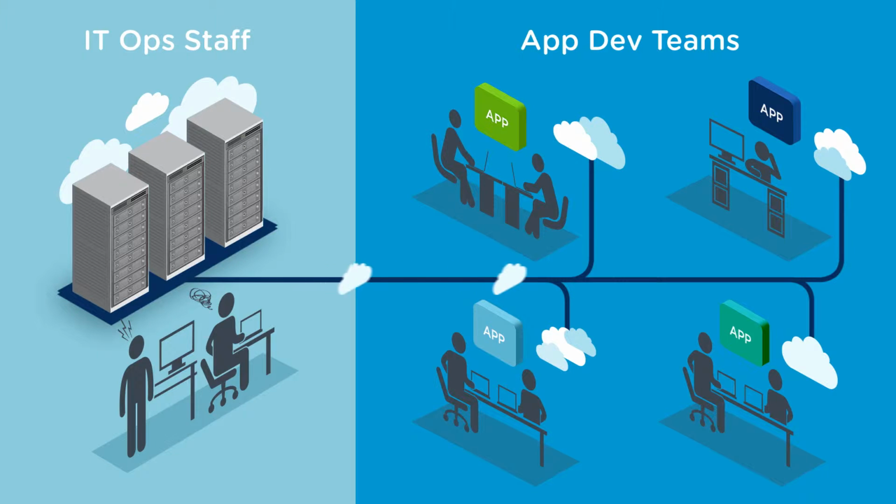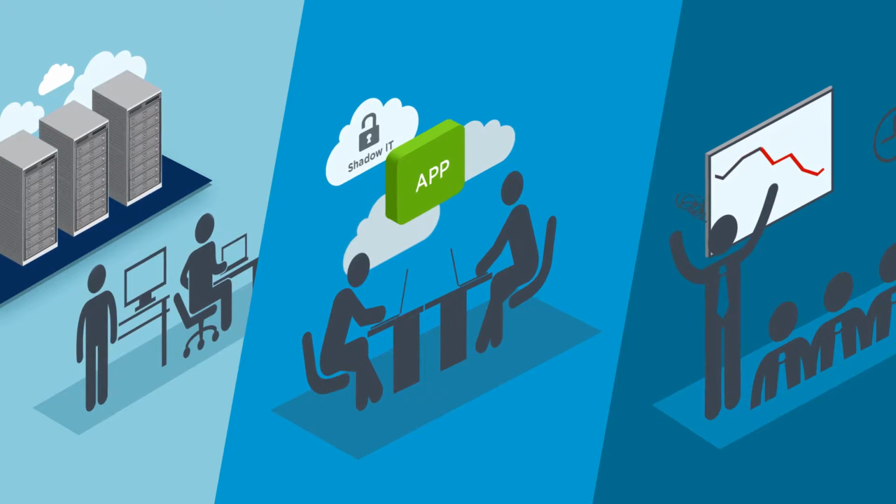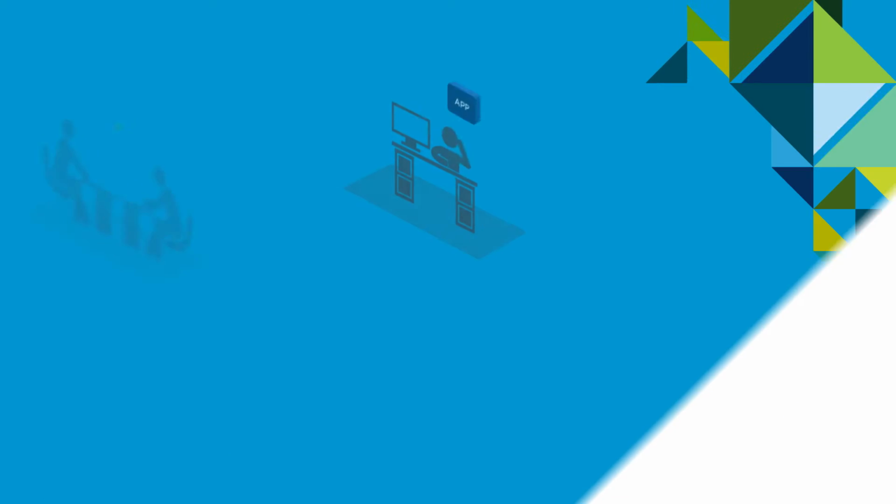And while you understand IT has to police compliance and reduce risk, it's simply taking too long to get app dev what it needs. Application backlogs and shadow IT are growing, stakeholders are unhappy, and everyone is frustrated. But it doesn't have to be this way.